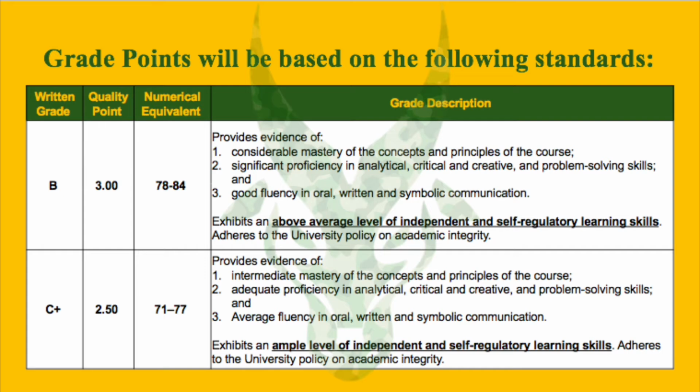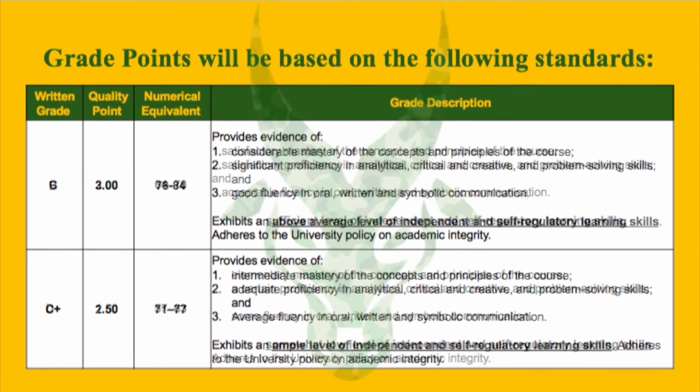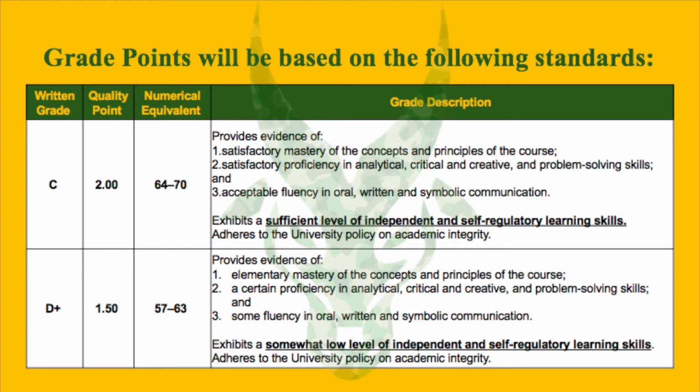And this is above average, huh? So even if you got 78, it's not a bad score. And then we have 71 to 77, ample level of performance that will merit you a C+. It's still a passing, it's still a good mark. And then we have the C, which is sufficient level. It ranges from 64 to 70.